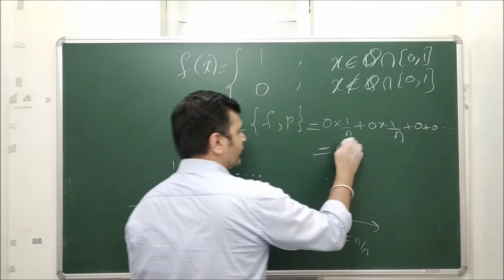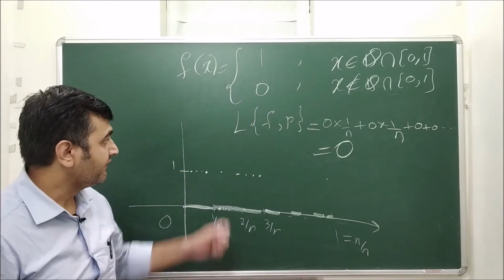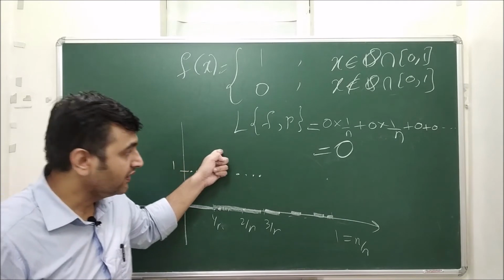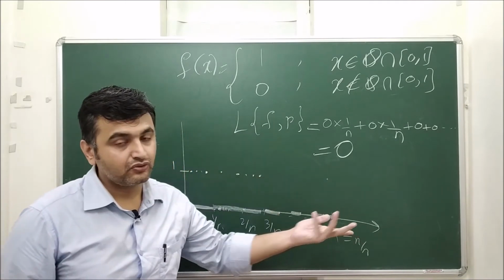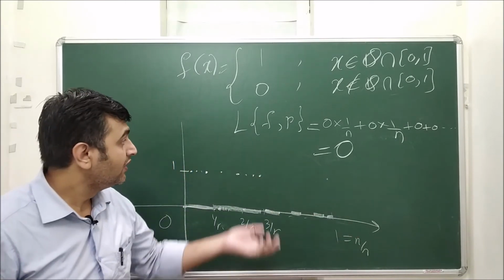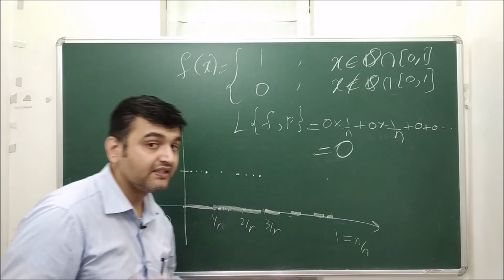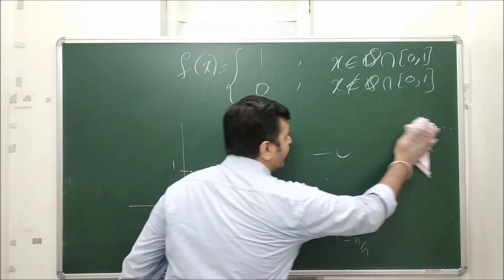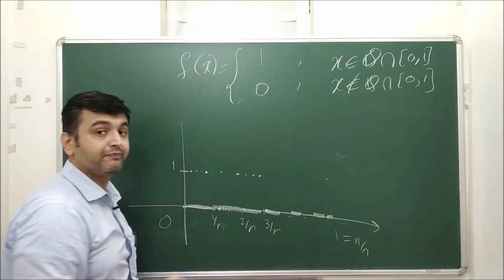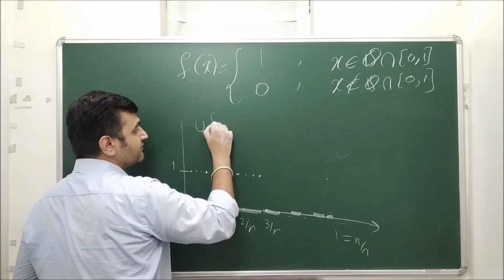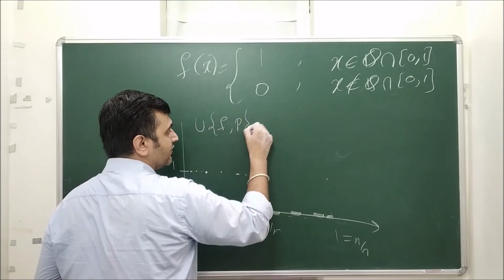So therefore, your LFP is 0. And when I take limit n going to infinity, what is limit of 0? 0. Constant limit is constant only. So my LFP comes out to be 0. Now let's try to find what is my UFP.